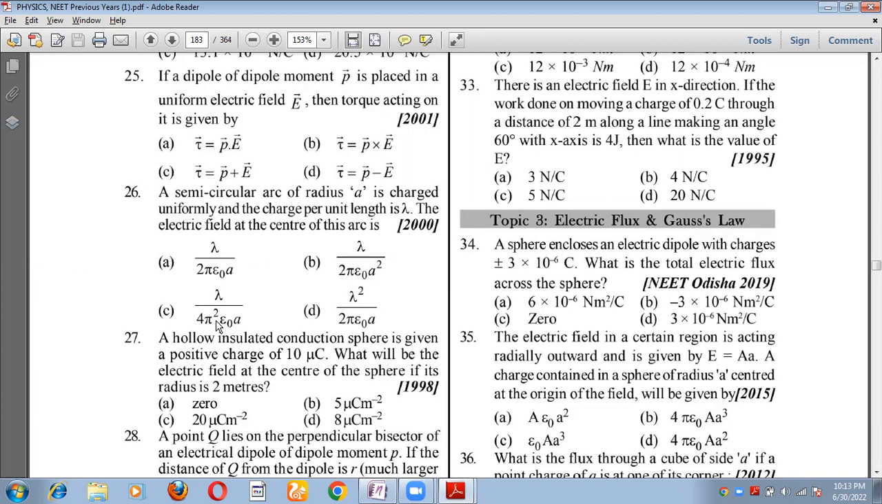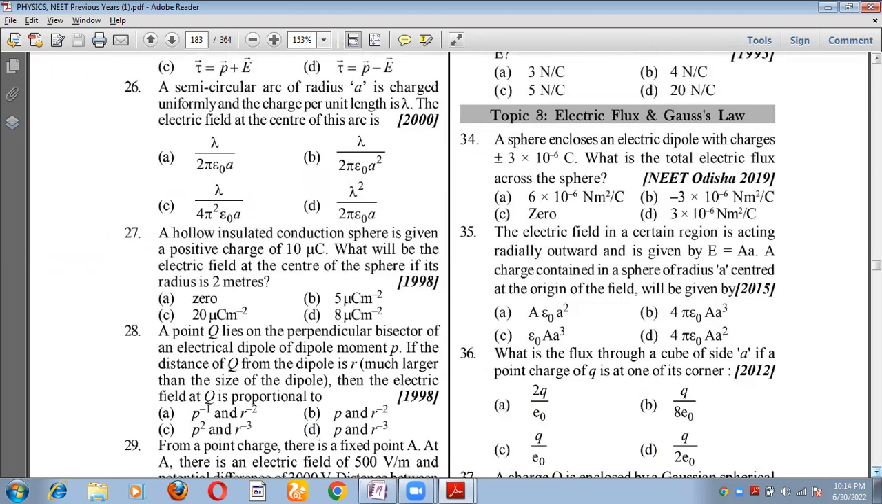The paper setter also knows that we don't have that much time to integrate. So they test our presence of mind. Such questions have been framed so that we can do option elimination. But for JEE purposes, you have to do integration also. In NEET, there will be some options which you can eliminate. Getting my point?